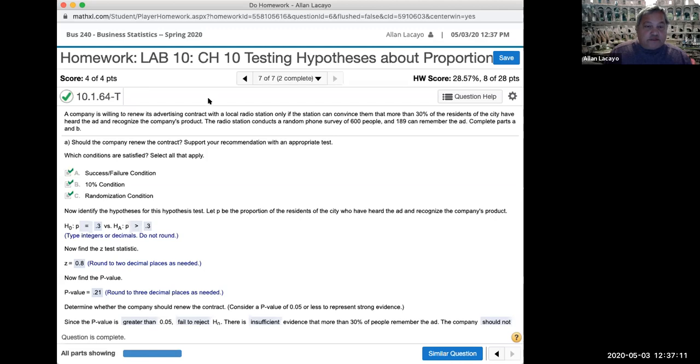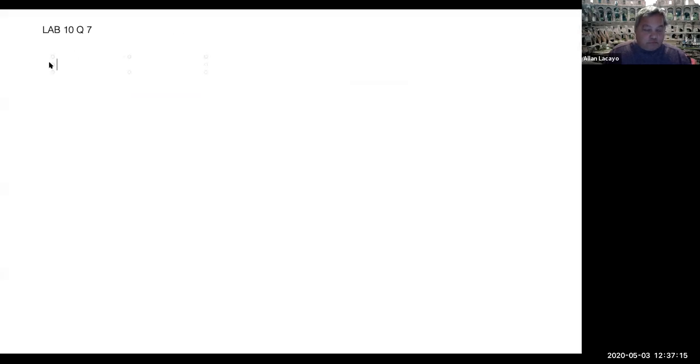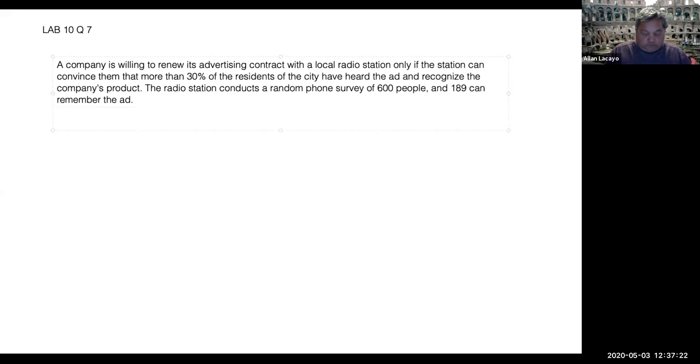So let me go back to the board and just set it up. Okay. So every hypothesis test has four parts. You have a data component, you have a null hypothesis, you have an alternative hypothesis, and you have a level of reasonableness, a level of reasonable doubt. Chapter 10 calls it a level of significance.